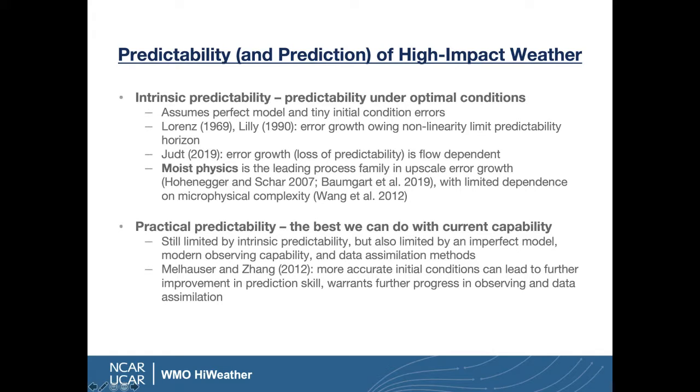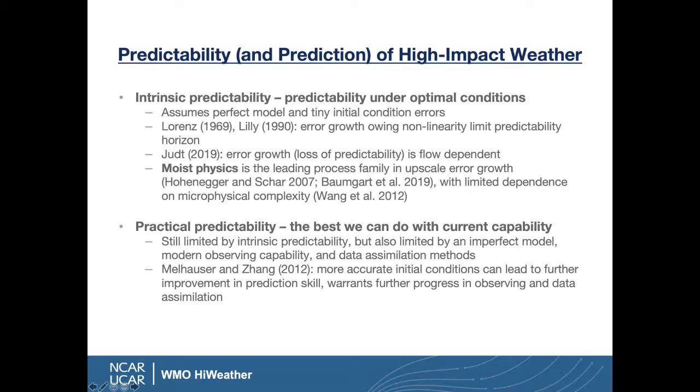What is more commonly encountered in actual prediction is what's known as practical predictability. Practical predictability arises because we don't have perfect representations of the true atmosphere, because we have an imperfect modeling system and errors in observing and weaknesses in our data assimilation methods. When you combine all those together, it limits our predictive capability. That said, as we get better at all of these aspects, we can move closer and closer towards this intrinsic predictability limit, although we can never do better than that limit.